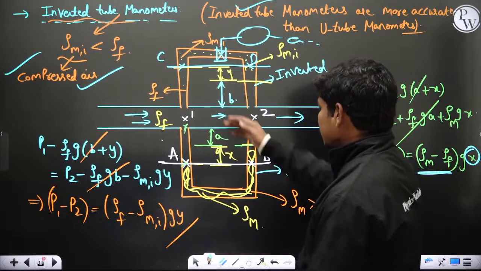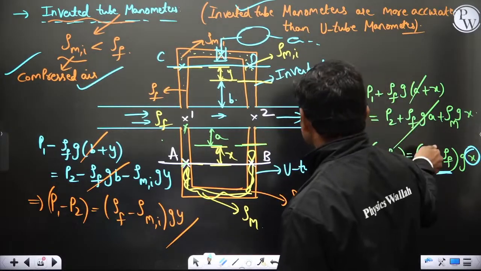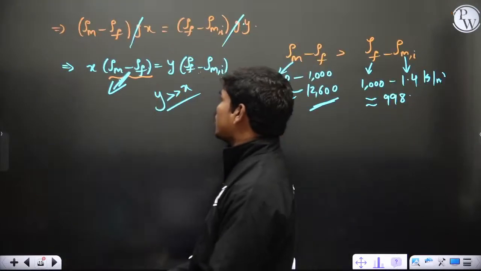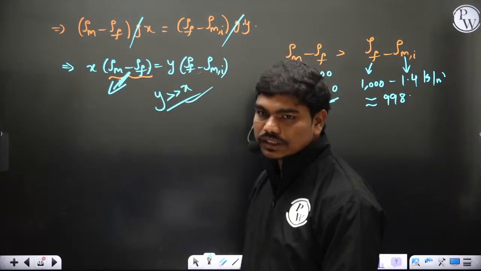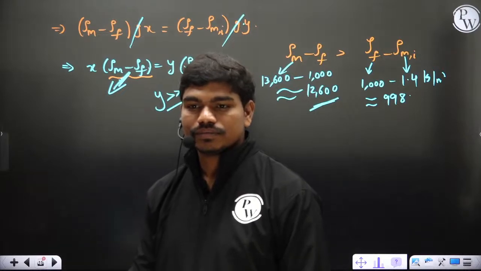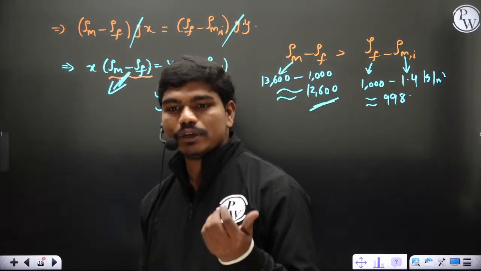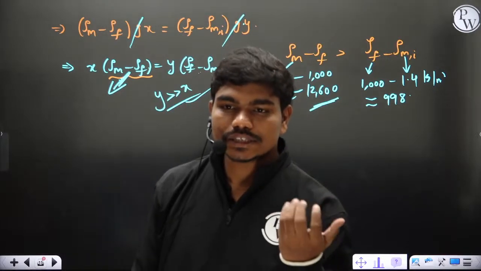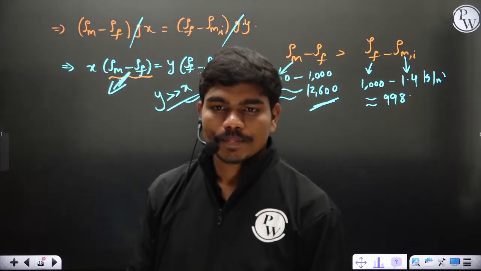Nothing much, actually. We calculated this pressure difference using this equation and this pressure difference using hydrostatics, then we equated both, and found that y will be very much greater than x. That's it. So inverted tubes can be used for measuring even low pressure differences and also for measuring the pressure difference very accurately.